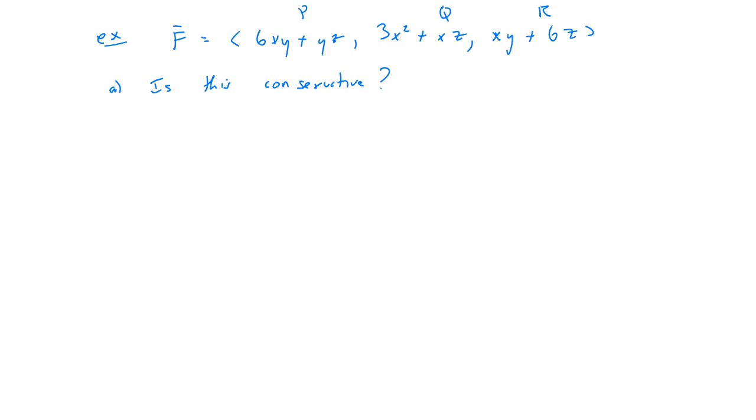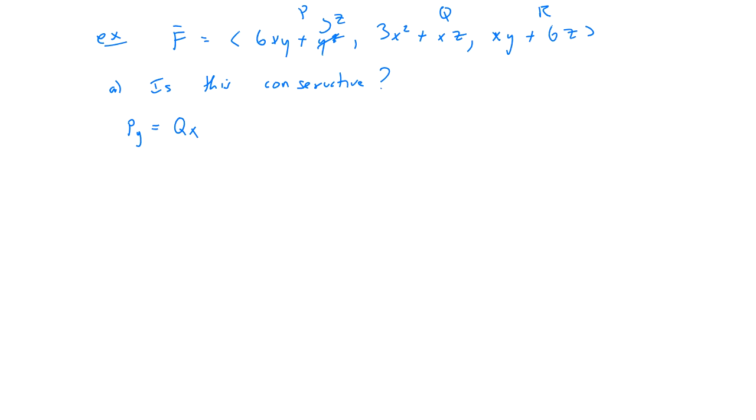So let me make that more obvious. So what I need is all the mixed partials. If it is conservative, then P is the derivative with respect to x, Q the derivative with respect to y, and R the derivative with respect to z. So I would need, for example, that the derivative of P with respect to y is equal to Q with respect to x, because that would give the two mixed xy's.